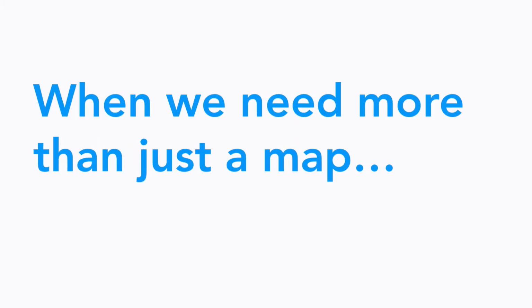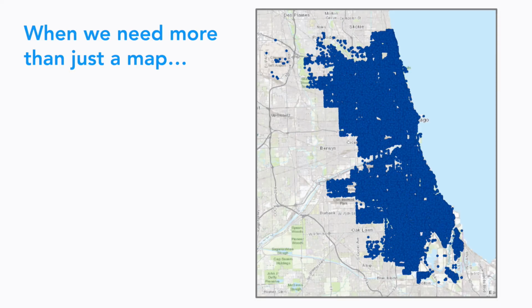So we talked about when a map alone wasn't the best option, but we also need to talk about when we need more than just a map. So we need a map, but we need more than just a map because often our analyses involve multiple dimensions and complex relationships. And so in order to understand the results of these analyses, we're going to have to do a lot of different visualization types to get around the whole story.